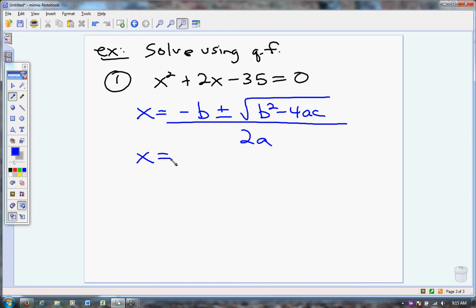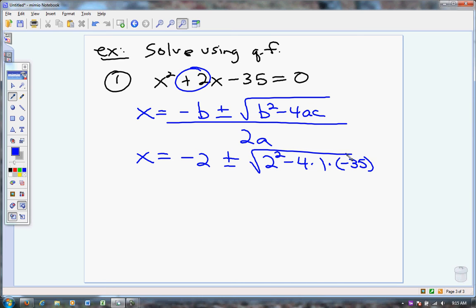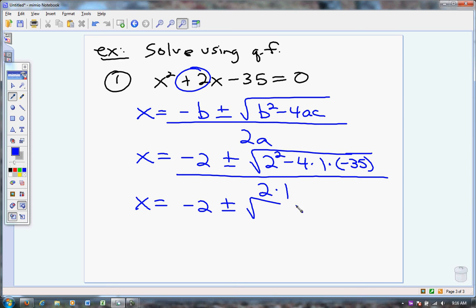So this says negative b. Doesn't that mean the opposite of whatever the b term is? So what's the opposite of positive 2? So I will go ahead and put negative 2 here, plus or minus the square root of 2 squared minus 4 times the a term, which is 1, times the c term, which is negative 35, all over 2 times the a term, which is 1. From here on out, it's simplifying a radical. So now I have negative 2 plus or minus the square root of, this is going to be 4, the discriminant is going to be 4 plus 140. So that discriminant is going to be 144. This whole thing is over 2.